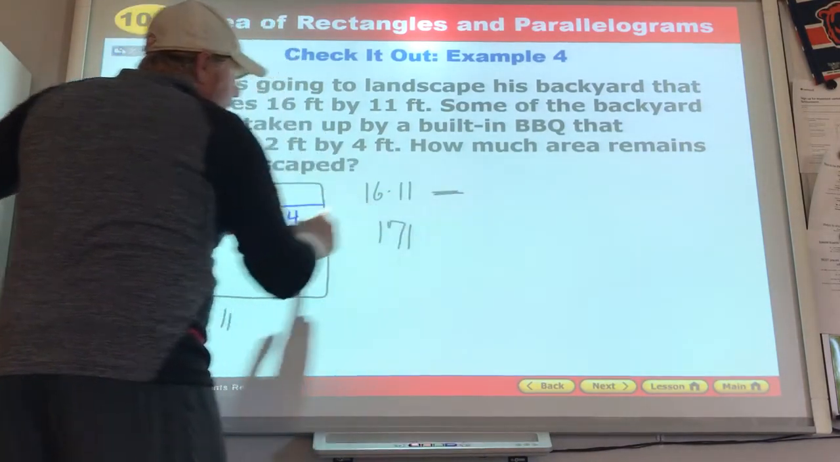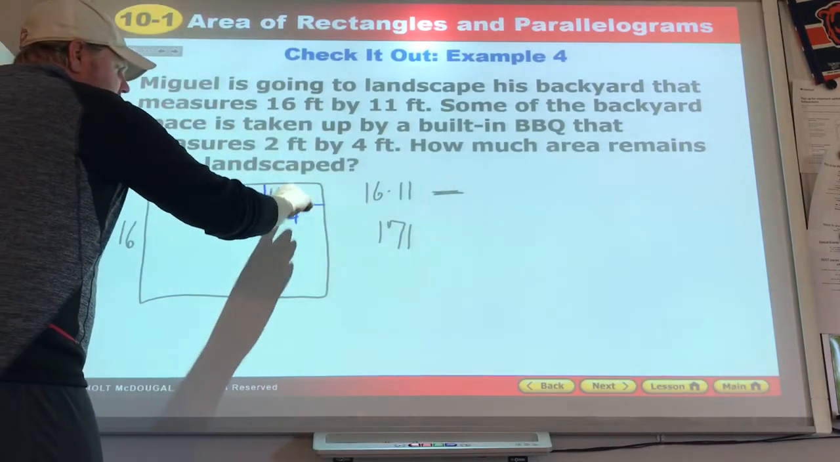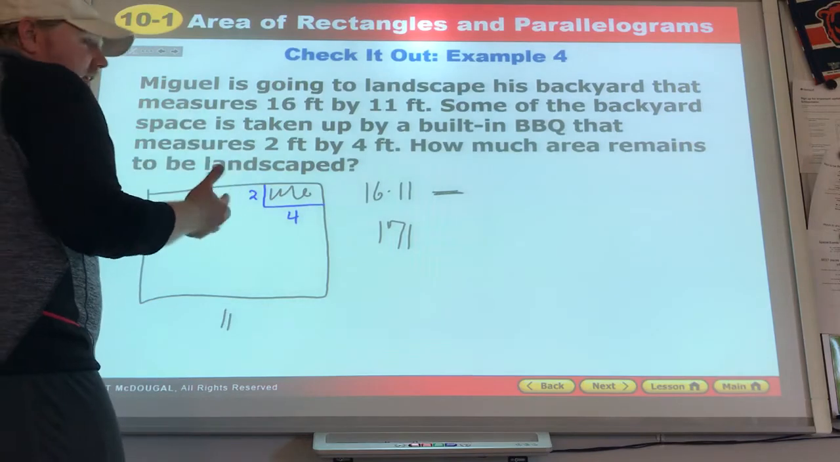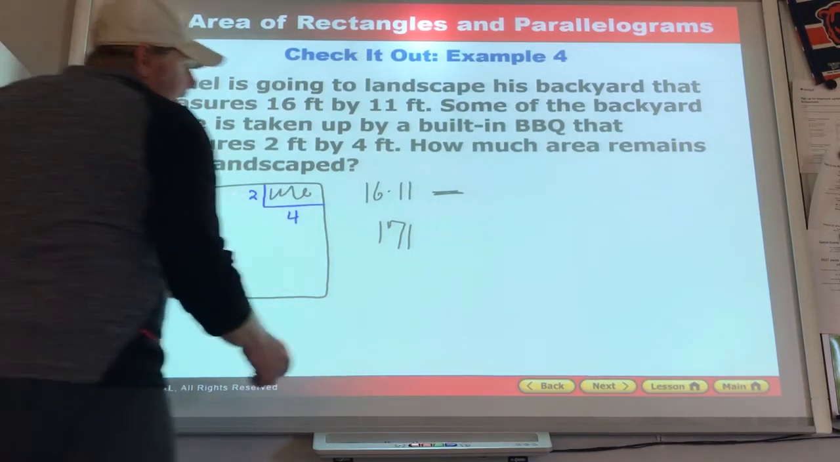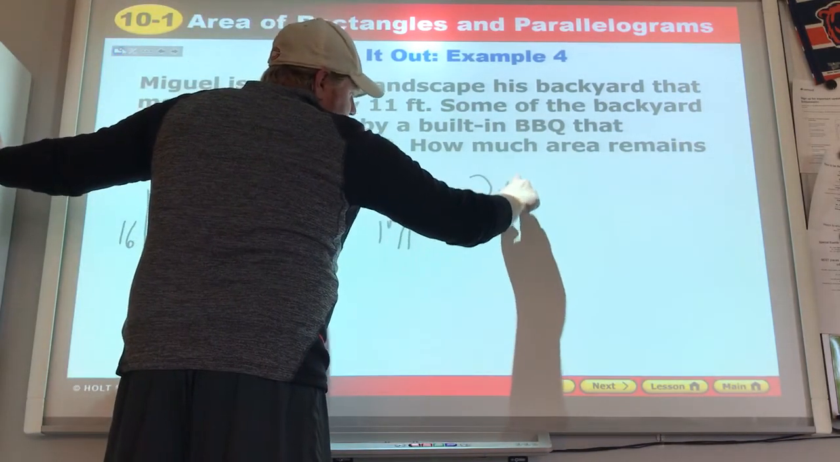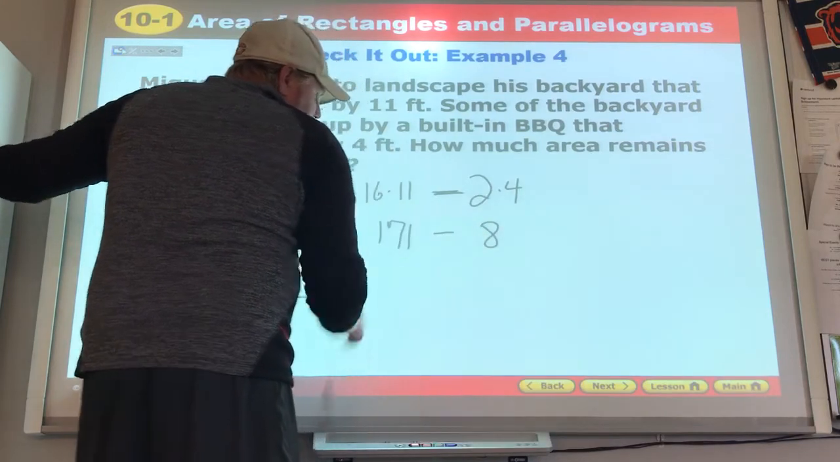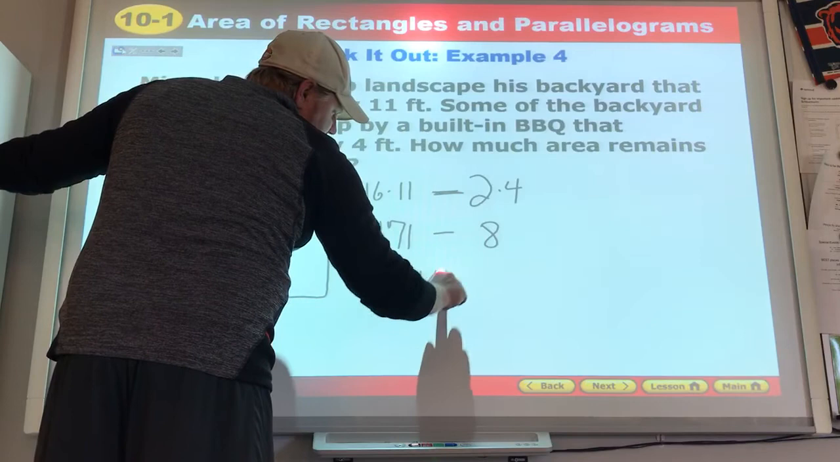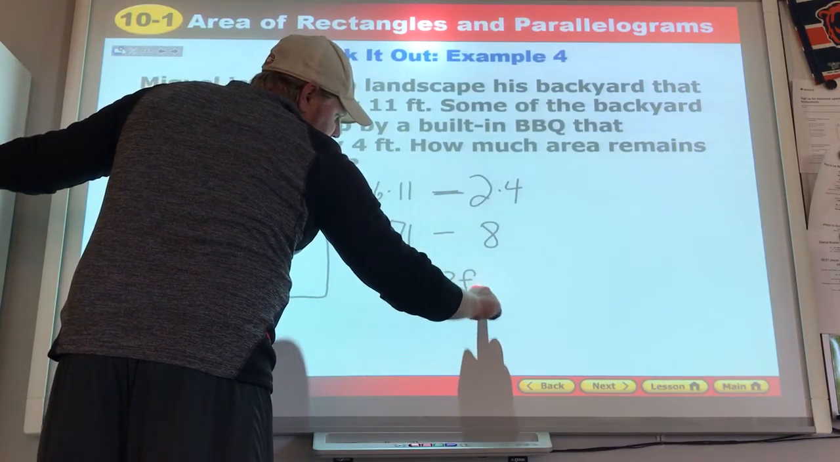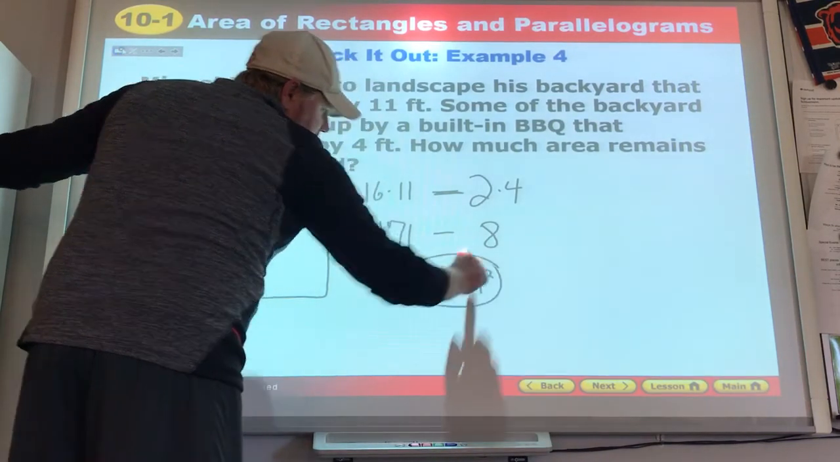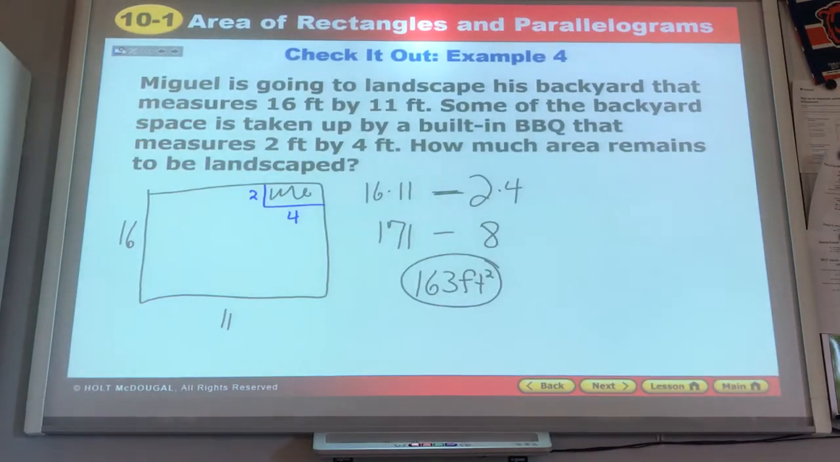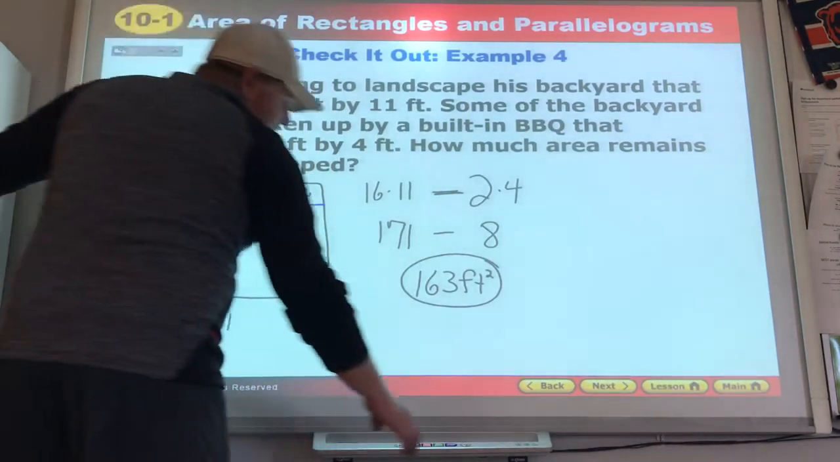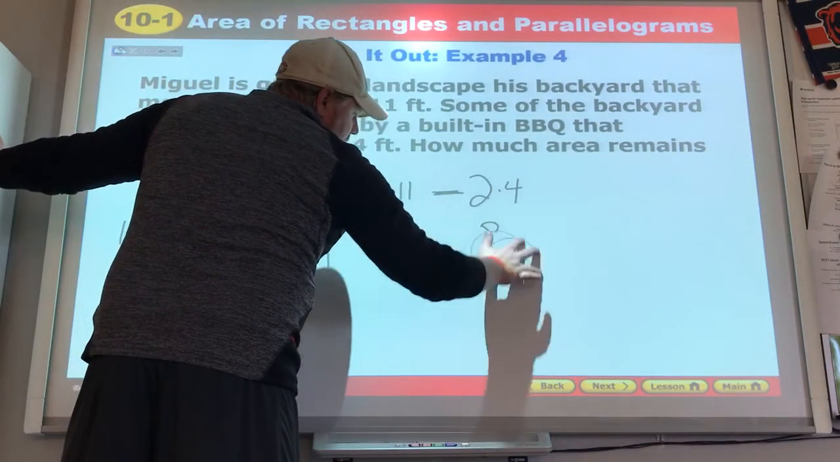Minus that part that was taken up by this barbecue grill, this area here. I don't need to landscape that because there's a grill there. That's 2 times 4, which is 8. 171 minus 8 would be 163, and don't forget our units, feet squared. We'd have our answer. All right, let's see what they did, ladies and gentlemen.